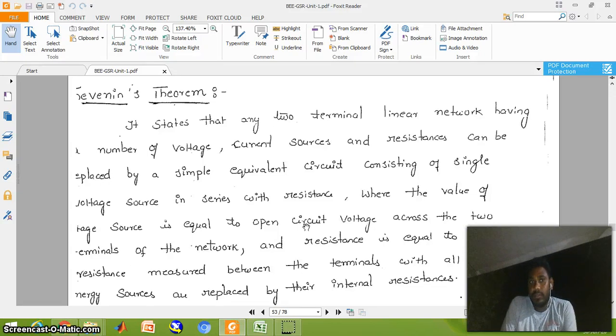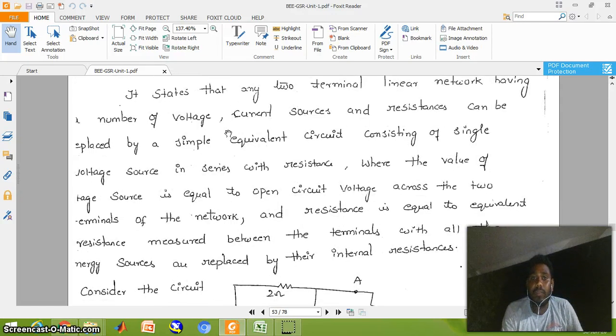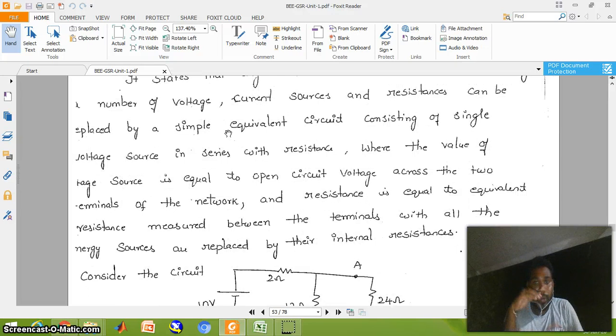In this video, I will be discussing Thevenin's theorem and Norton's theorem. Thevenin's theorem states that any two-terminal linear network having a number of voltage sources, current sources and resistances can be replaced by a simple equivalent circuit consisting of a single voltage source in series with a resistance, where the value of the voltage source is equal to the open circuit voltage across the two terminals of the network, and the resistance is equal to the equivalent resistance measured between the terminals, with all the energy sources replaced by their internal resistance.